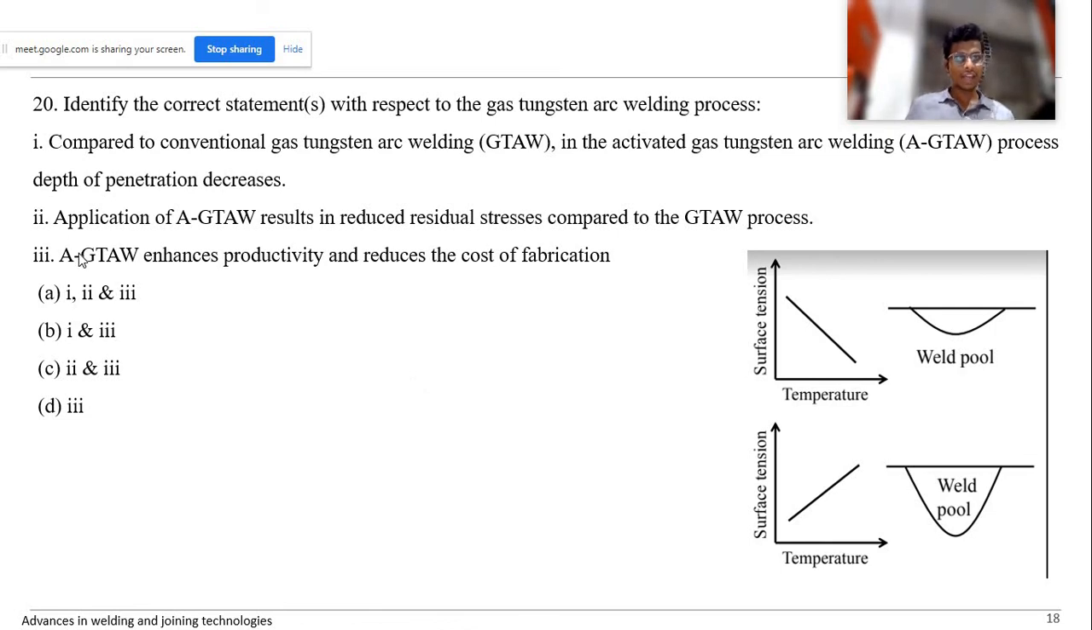Now what is the activated gas tungsten arc welding? It means that to achieve higher penetration, we will be using some kind of activating agents. We'll apply some kind of flux over the base metal before welding. Suppose this is the base metal, and if you consider a butt joint or a lap joint that I need to join, I will apply the flux.